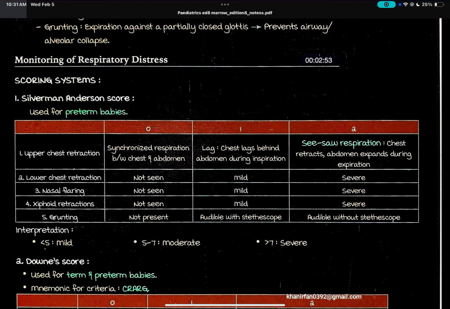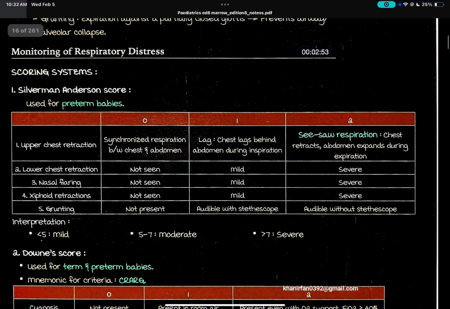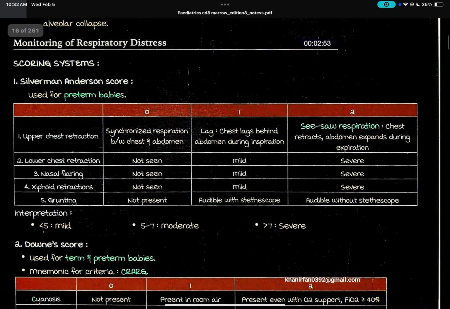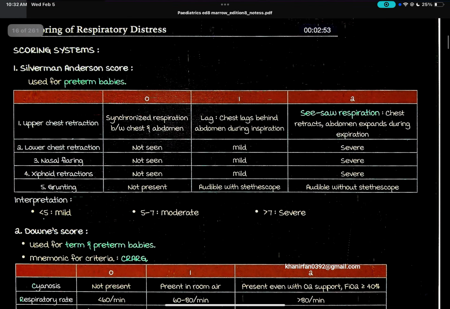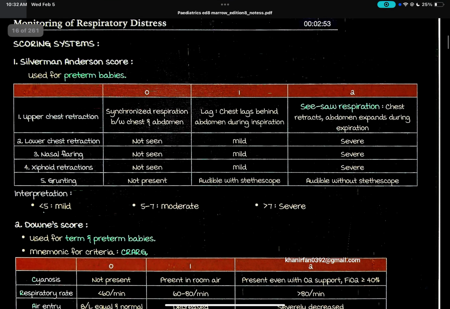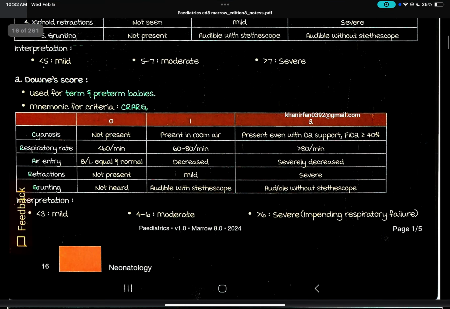And in between is score 1, so just read it: upper chest retraction, the chest lags behind the abdomen during inspiration. Everything else is mild. Grunting can be heard with a stethoscope. So a score less than 5 is mild, and more than 7 is severe, and in between is moderate.